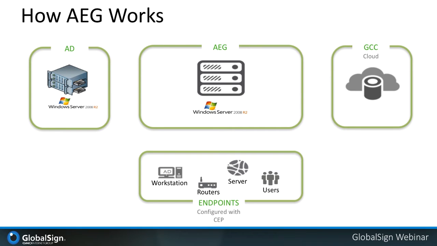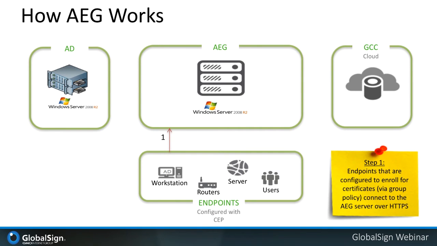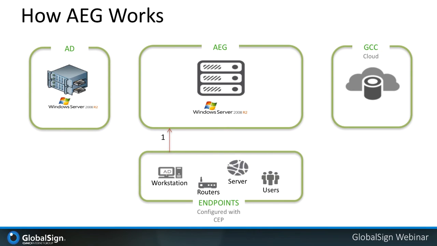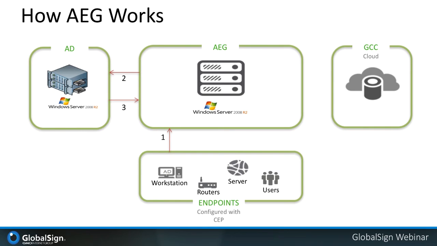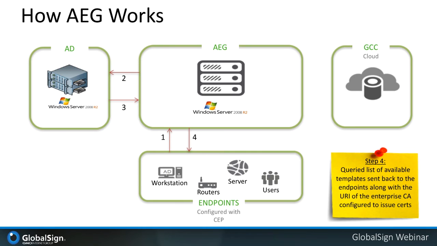So at first, the endpoints are pre-configured with a group policy. This policy guides the endpoints, which can be a workstation requesting a client auth certificate or a user requesting an SMIME certificate, to essentially connect to the AEG server to pull the certificate enrollment policy, the CEP. Now this happens securely over HTTPS. The AEG then sends a request to the Active Directory via LDAP to get a list of certificate templates these endpoints can enroll for, and then in step number 4, sends that list over to the endpoints with the location of the CA where the endpoints can grab these certificates from.